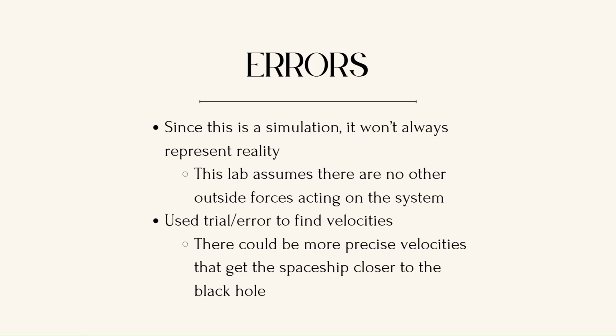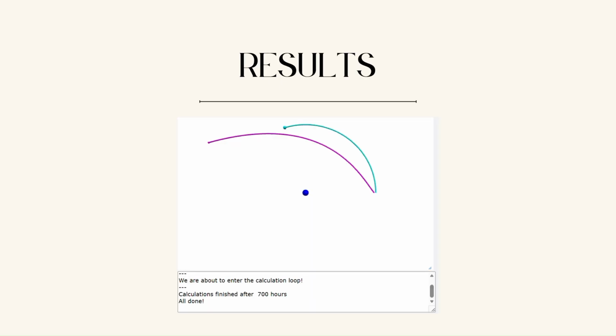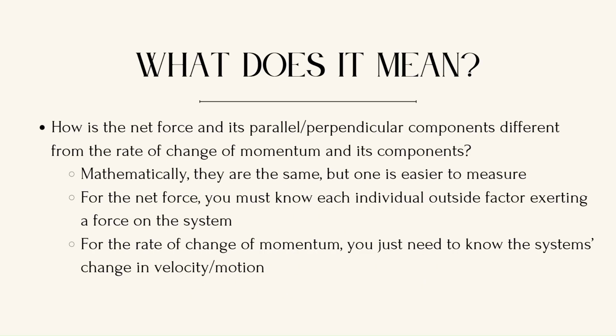Some possible errors. Since this is a simulation, it won't always represent reality. This lab assumes there are no other forces acting on the system. We used trial and error to find the velocities. There could be more precise velocities that can get the spaceship closer to the moon. Sorry, that's a typo.